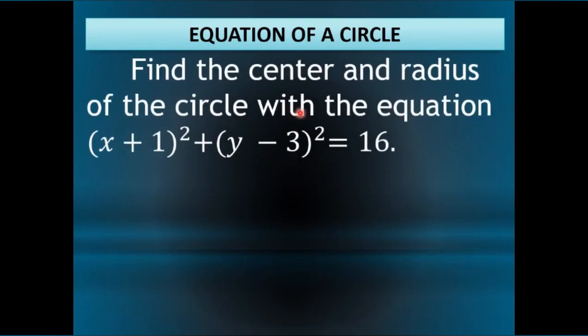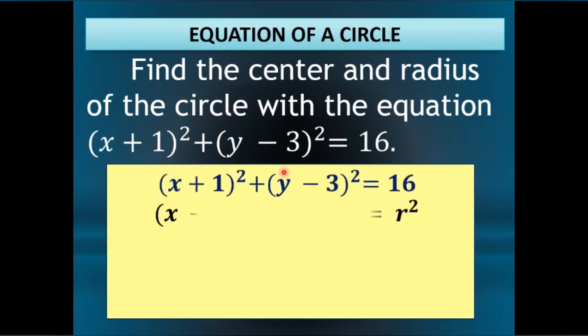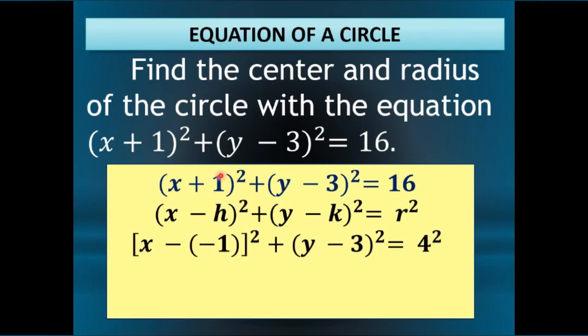How about if we're going to find the center and the radius of the circle with the equation the square of x plus 1 plus the square of y minus 3 equals 16? So given again, we take our standard form, that is the square of x minus h plus the square of y minus k equals r squared. So in this case, we'll have the value of h, which is negative 1, and for the value of our k, which is equal to positive 3.